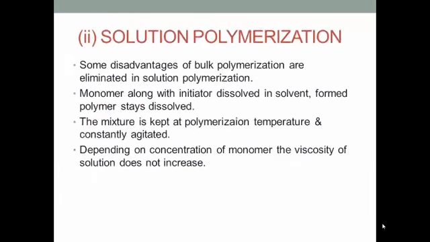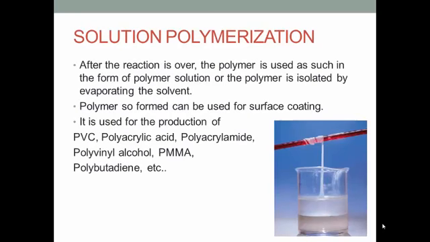The second polymerization technique is called the solution polymerization technique, in which some disadvantages of the previously seen bulk polymerization are eliminated. Monomer along with the initiator is dissolved in solvent, and the formed polymer stays dissolved. The mixture is kept at polymerization temperature and continuously agitated. Depending on the concentration of the monomer, the viscosity of the solution does not increase much. It is one of the procedures used to induce radical polymerization with a vinyl group monomer. It is polymerized by heating using monomer and initiator. Benzoyl peroxide, soluble in monomers or solvents, is used as initiator.